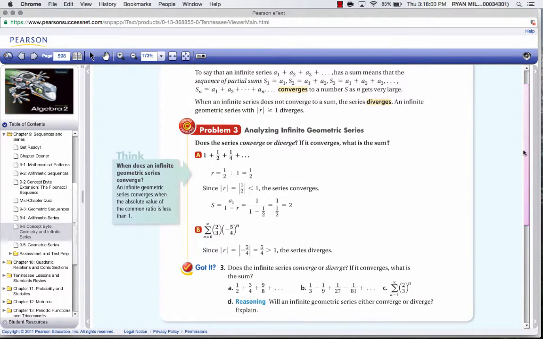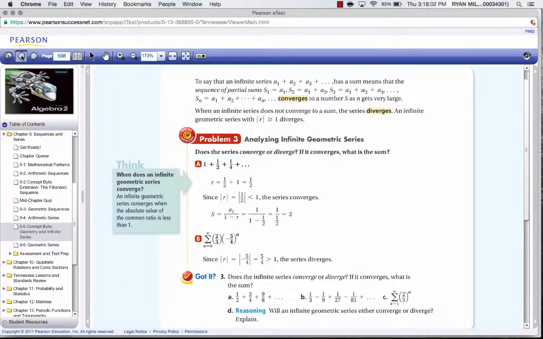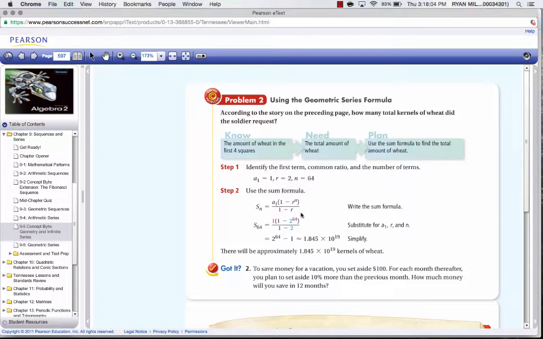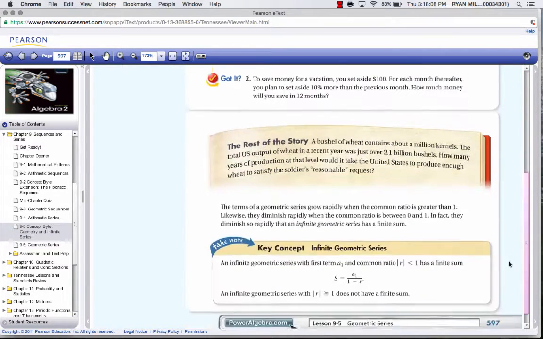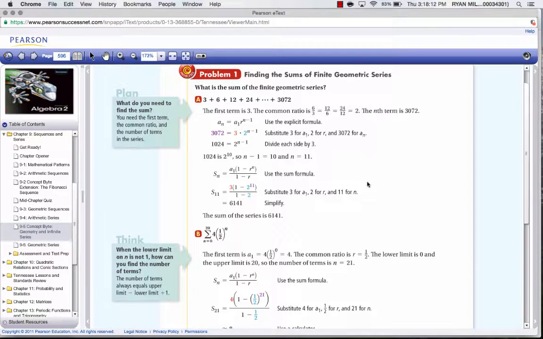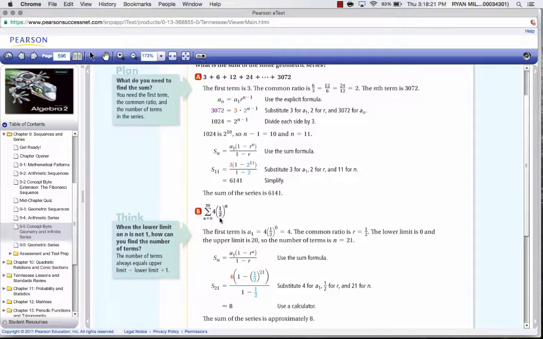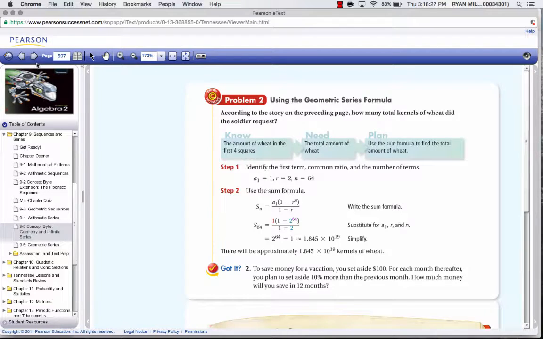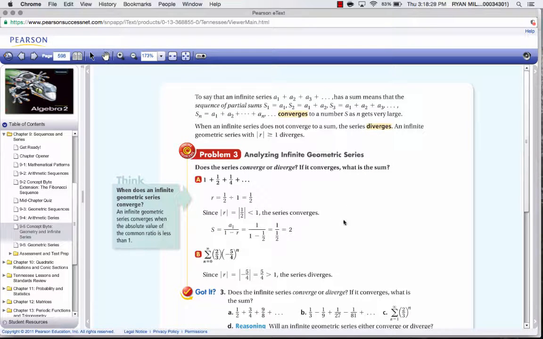Okay, so for example, let's go back to what we just saw. All right, so here my ratio is 2. 2 is bigger than 1, so it's going to diverge. Here my ratio is 1/2. 1/2 is less than 1, so it's going to converge. Okay, that's all I have to look at.